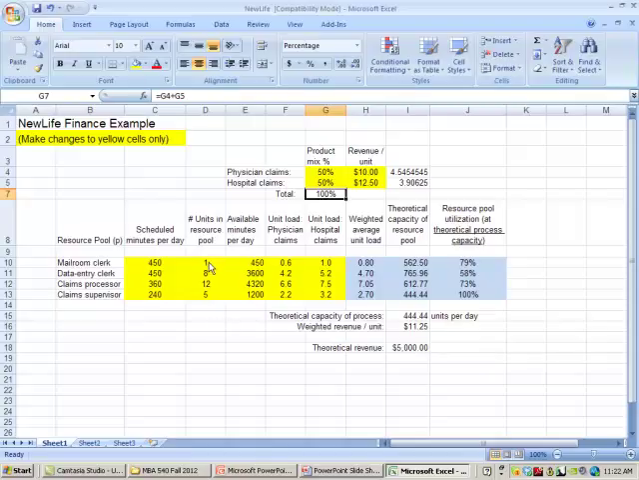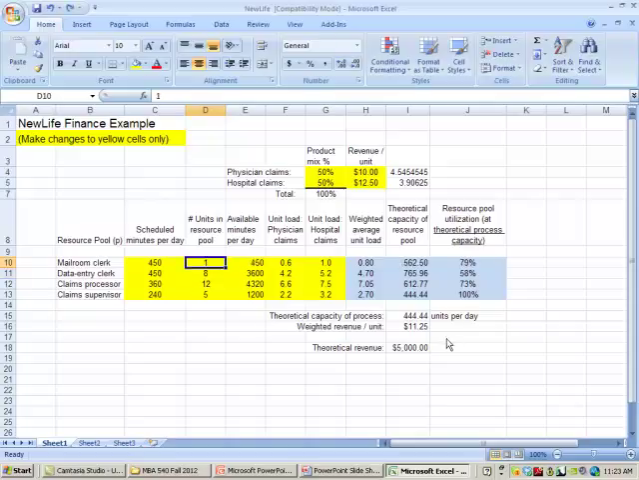Now, something we could play with here, of course, is what's going to happen to the system if we add a mail clerk, let's say. If we add a mailroom clerk, what do you think is going to happen to the answer? Are we going to be able to generate more theoretical revenue? Well, look what happens. If we add a second mailroom clerk, all that happens is the utilization of the resource pool goes down. It doesn't do anything because we haven't addressed the constraint.